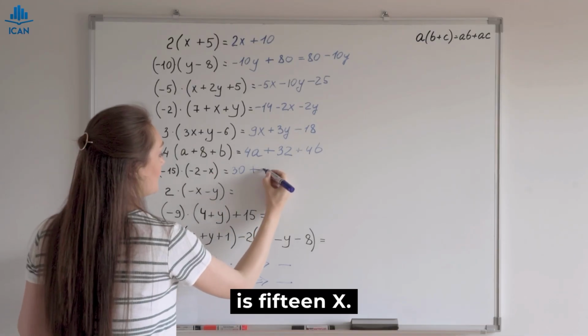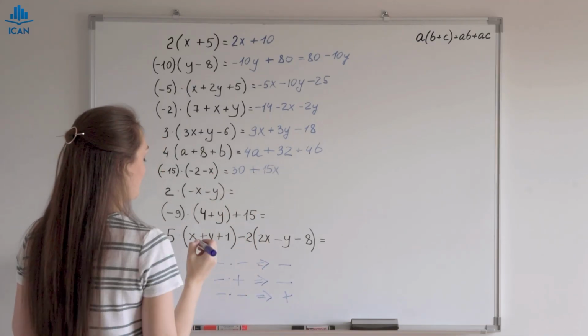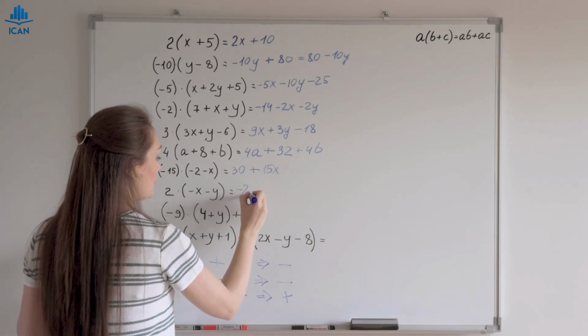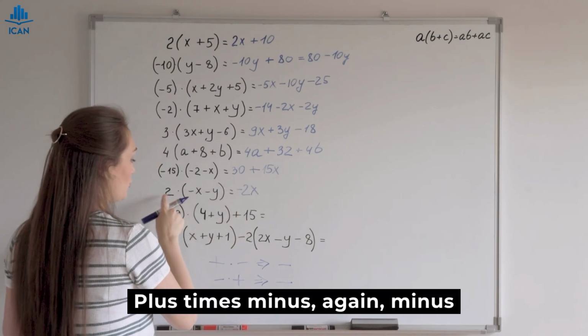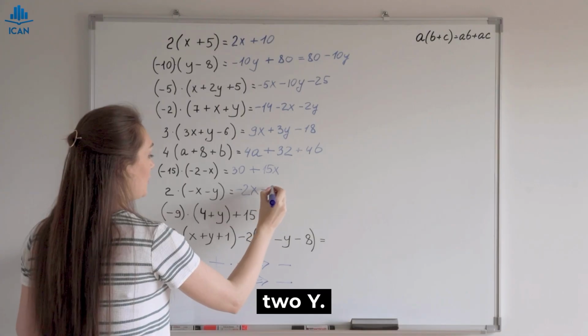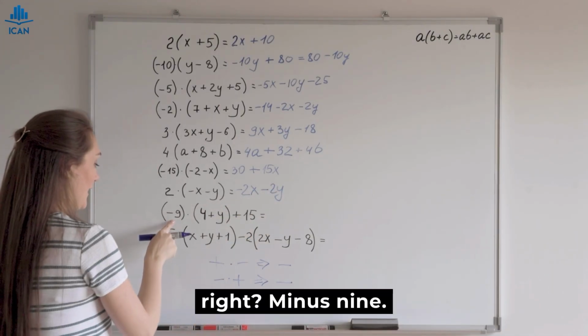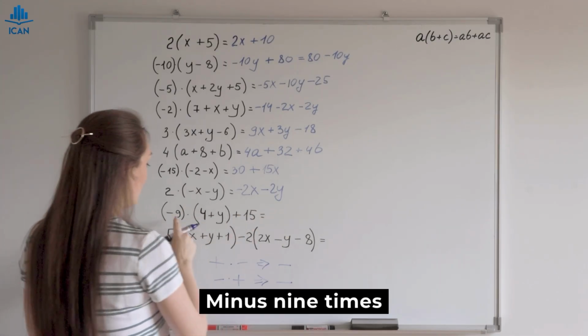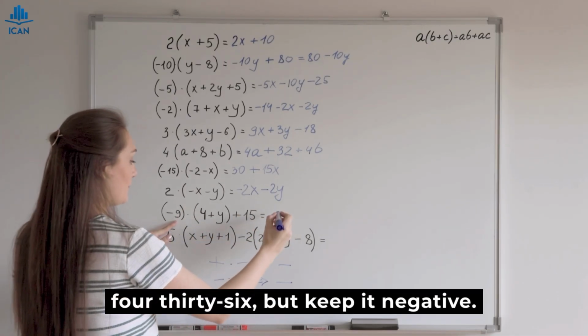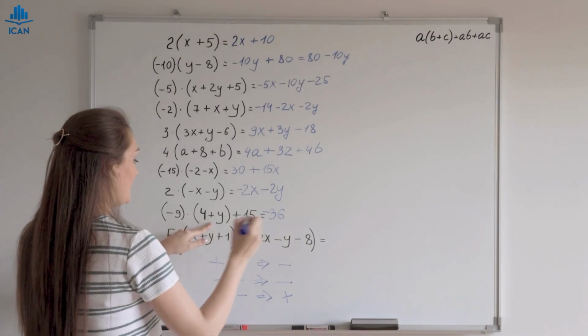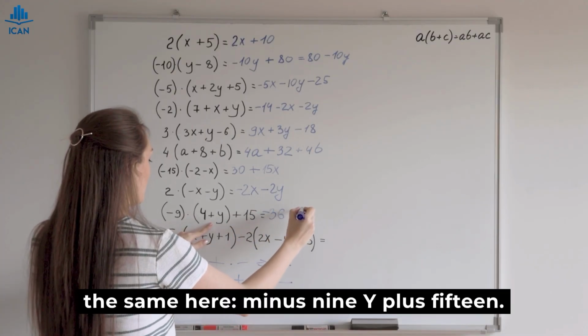15 times x is 15x. Good. 2 times minus x, minus 2x. Plus times minus. Again, minus 2y. There's a minus here and there, right? Minus 9. Minus 9 times 4, 36, but keep it negative. It's the same here, minus 9y plus 15.